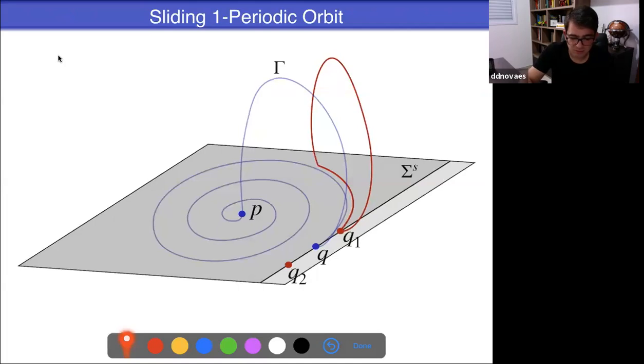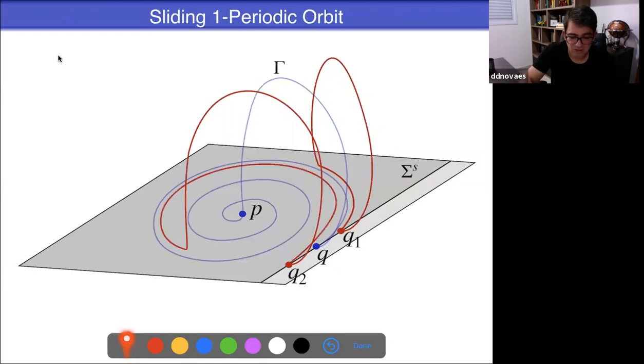This is a second example. Q2 reaches the sliding region, and then it slides back to Q2. So this is the picture that we have to have in mind when I'm talking about sliding one periodic orbits. And the one here is because when we look at the Poincaré map, this corresponds to fixed points.